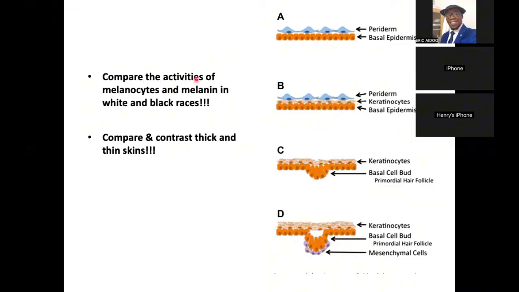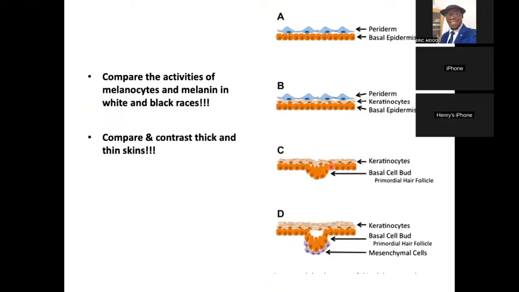So I've put here: compare the activities of melanocytes and melanin in white and black races. Why do white and black people look different in terms of color? And compare and contrast thick skin and thin skin. You remember I asked a question relating to another layer of the epidermis known as the stratum lucidum. So look for the thick skin and thin skin. You will know which one contains that.